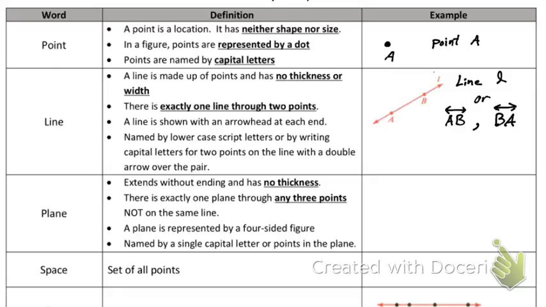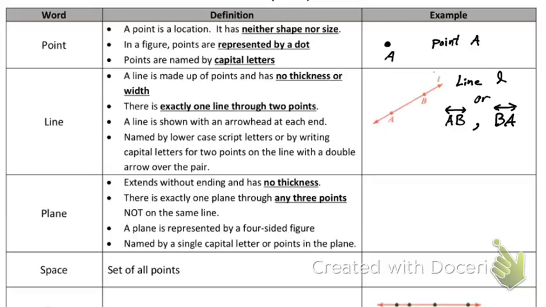So a plane extends without ending and has no thickness. It has width, but it doesn't have thickness. So what a plane is, I have a sheet of paper. There's a couple ways to think about a plane. I like to think about a sheet of paper. But not just any sheet of paper, a sheet of paper that goes forever in that direction, all the way up, all the way down, forever. So this is the biggest sheet of paper you've ever seen in your entire life because it just goes forever. You can't see the end of it.